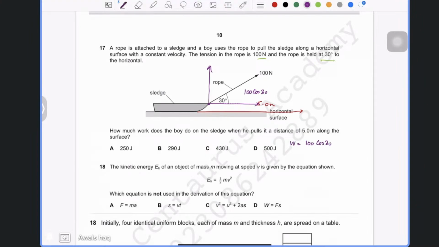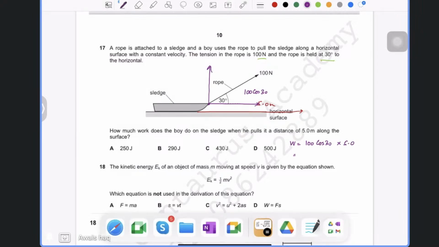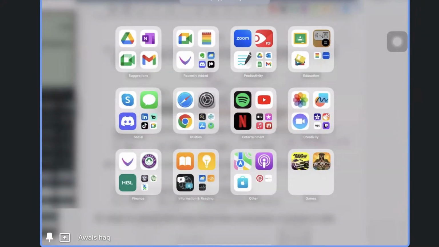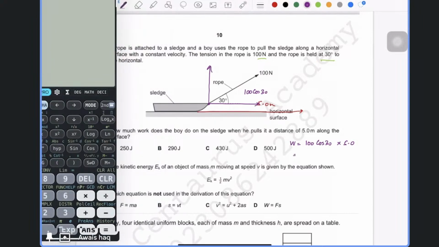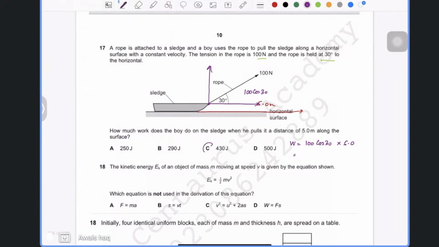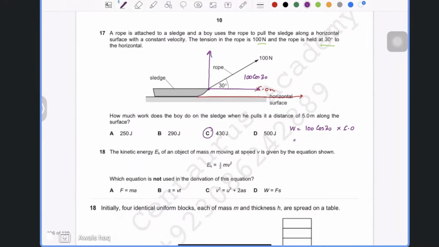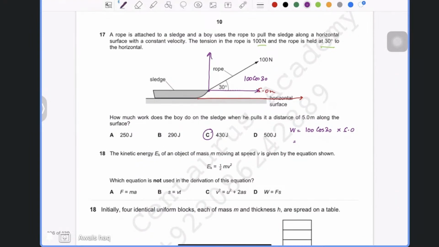Always find the distance and the force in the same direction, or maybe opposite, doesn't really matter. They need to be parallel in any case. So we're going to do 100 cosine 30 and multiply this by 5, so we get about 433, which is C, to two significant figures. Then the next one says kinetic energy of a mass moving with speed, equation shown.